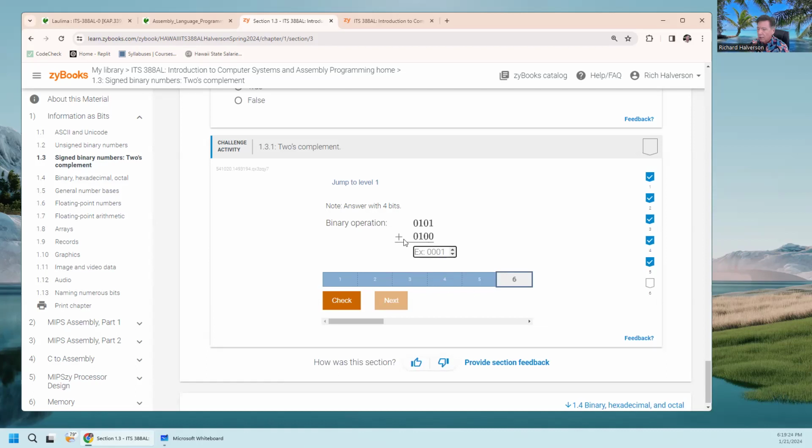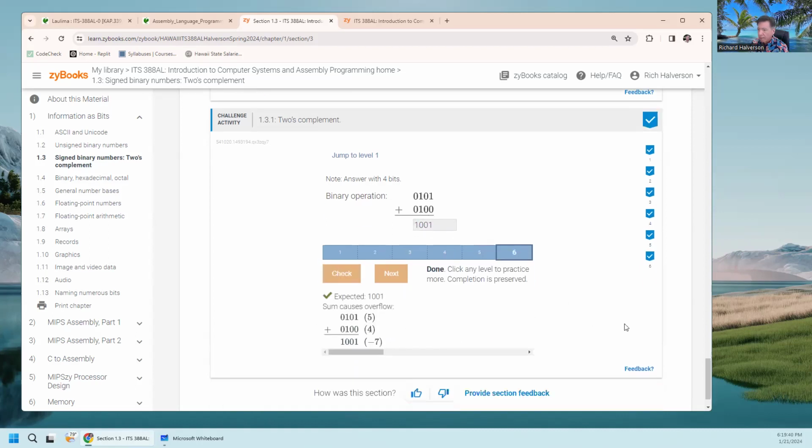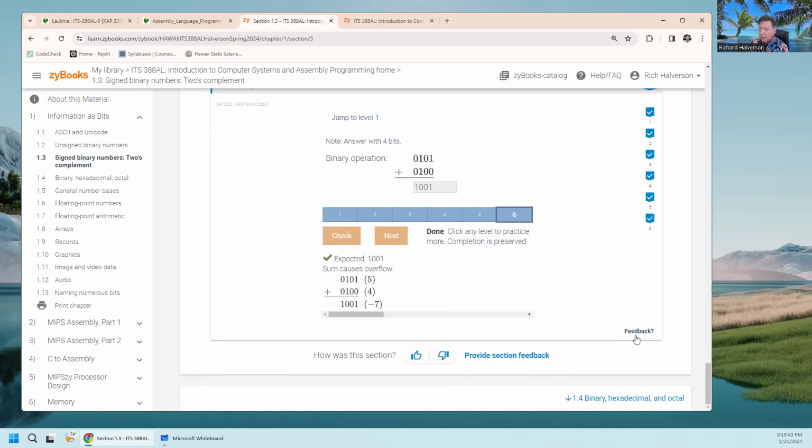So what's the last one here? Well, that's just 1001 plus 100. It's 5 plus 4. 5 plus 4 is 9. Okay, that looks good. And so I've done sections 1.1 to 1.3.